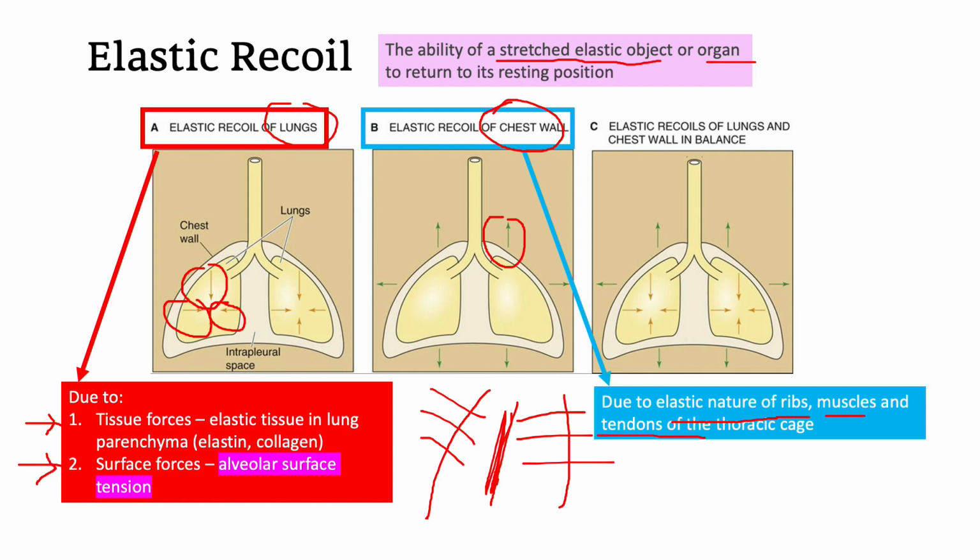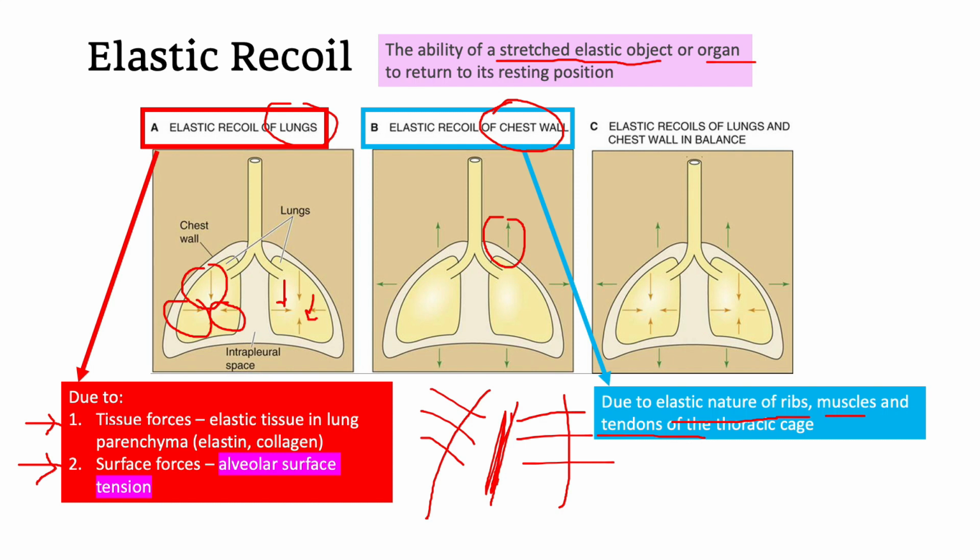Let's go first into the tissue forces. We know that the lung parenchyma has elastin and collagen. All of these are quite elastic, and when you cut open the lungs, they pull the lung parenchyma inwards. So that is the tissue forces.